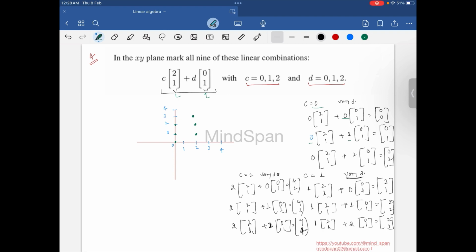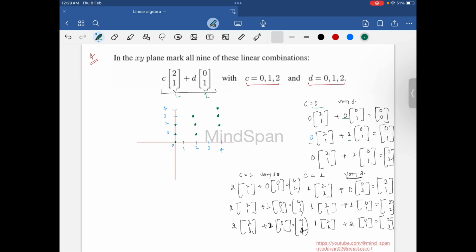Right, now let's draw what are the points we are getting. So 4 2, so this is the first point, and 4 3, so this is the second point, and 4 4. So 4 4 is somewhere here.